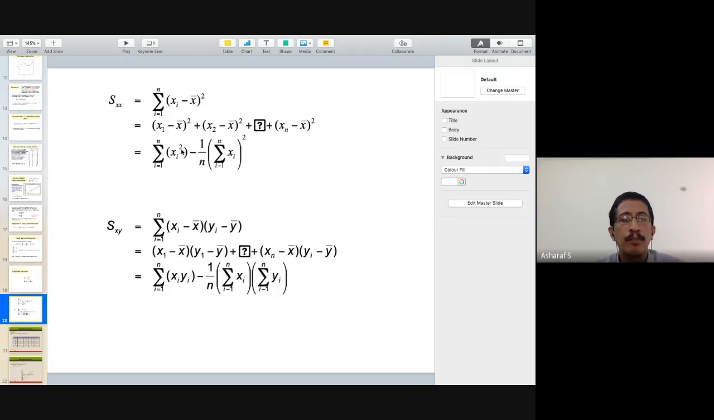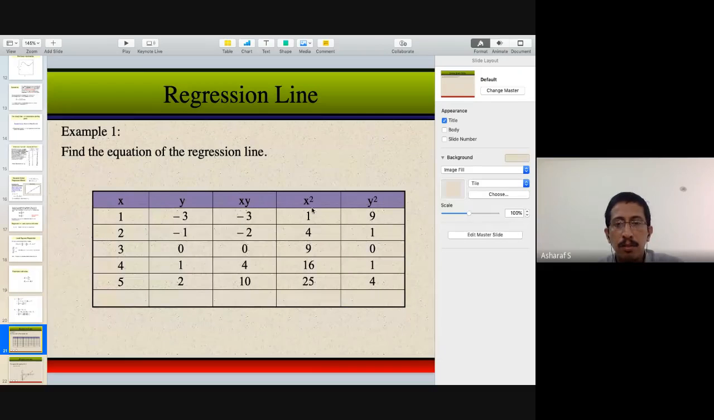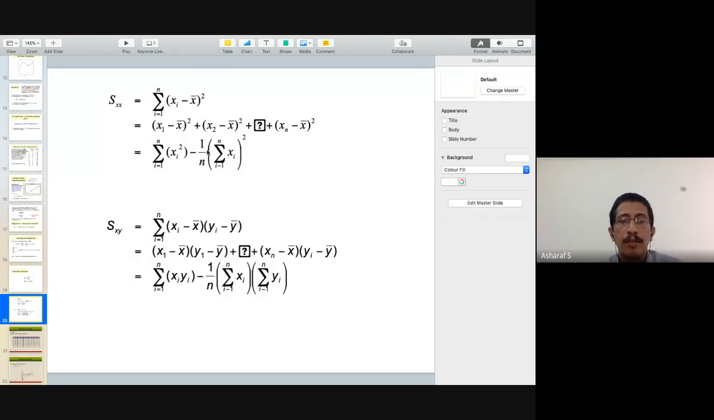What will be xi square? You have it here, you add up these things. This is 14 plus 16, which is 30, then 30 plus 25, so you get 55 here. 55 minus 1 by 5 into summation xi the whole square. So 55 minus 225 by 5, which is 45, so you get 10 here.